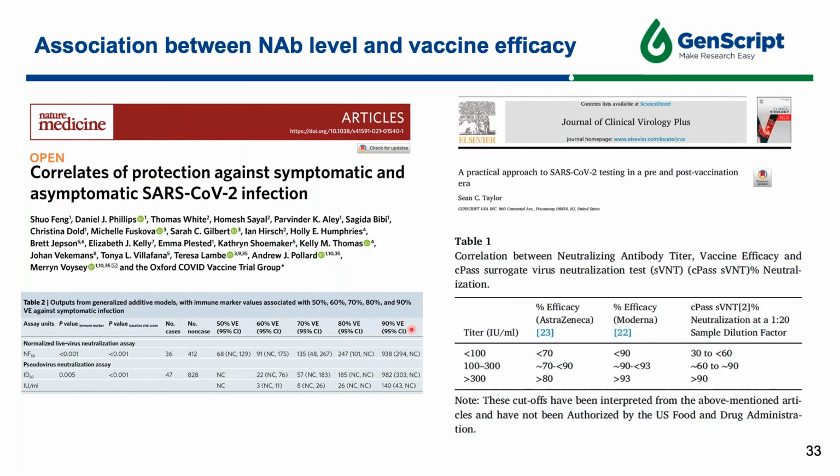So we have also performed our own analysis based on those publications. So we have established the correlation between the range of neutralizing antibody titer in IU per ml to the vaccine efficacy for AstraZeneca or Moderna, and also their corresponding cPass percentage inhibition range.